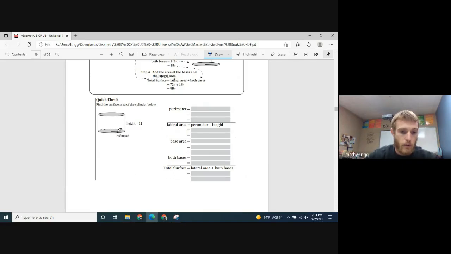Now, how do we find that for a circle? Well, it's 2 times pi times the radius. What's the radius of our circle? It's 6. So the circumference will be 2 times pi times 6, which is 12 pi. To find the lateral area, which is kind of like the barrel of the cylinder, you take that perimeter, which is 12 pi, and multiply by the height. The height, connecting the two bases, is 11. So our lateral area will be 132 pi.